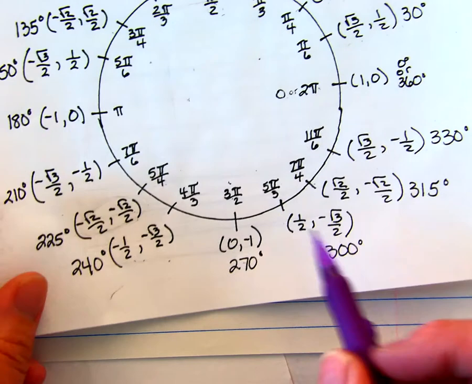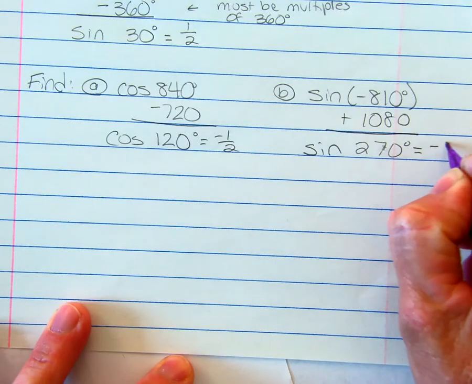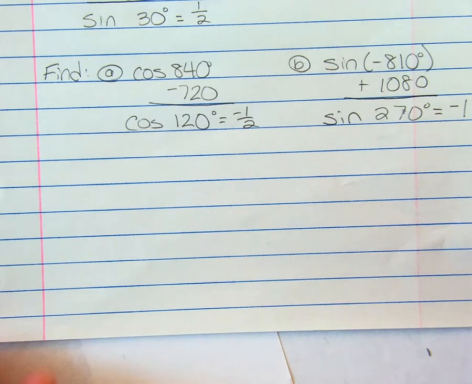Well, 270 is down here. Sine is the y value, so you should have gotten a negative 1. If you didn't, hit the pause key and call me over, and I'd be glad to help you. All right, let's continue on.